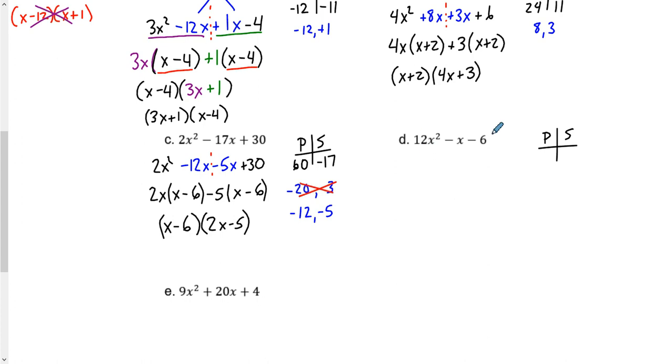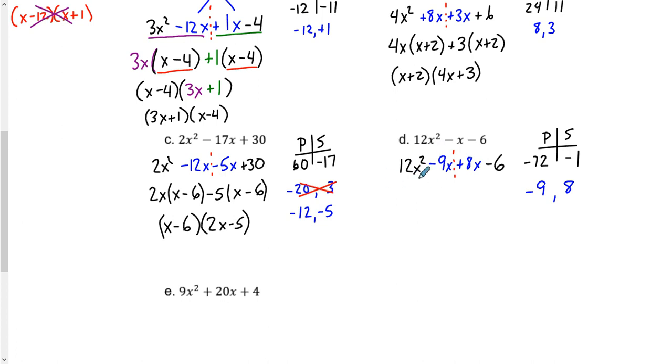Next example, 12 and 6, product of negative 72, sum of negative 1. Well, because the sum is negative 1, it means that the numbers actually have to be quite close. That's 9 and 8. Which one's positive, which one's negative? Well, it's negative 1, which means it's going to have to be a negative 9. Negative 9x, add an 8x, 12x squared, bring down that negative 6 too, split her down the middle.